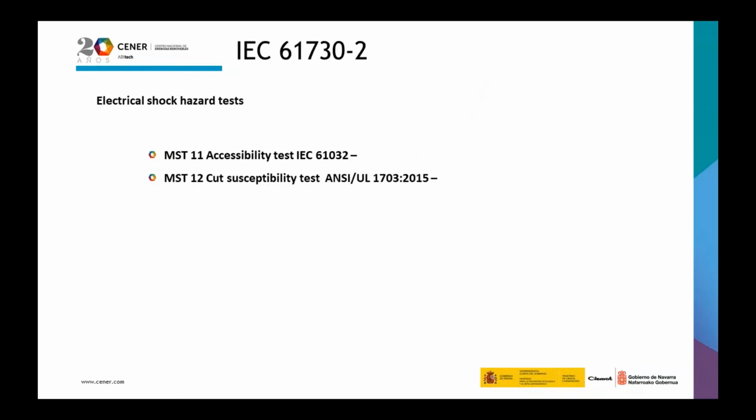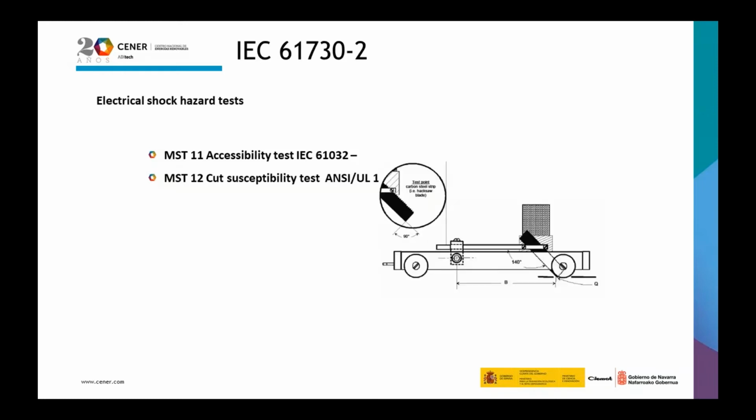Then we have the cut susceptibility test. It is used to determine whether any front and rear surfaces of the PV module made of polymeric materials are capable of withstanding routine handling during installation and maintenance without exposing personnel to the danger of electric shock. We use this test fixture.